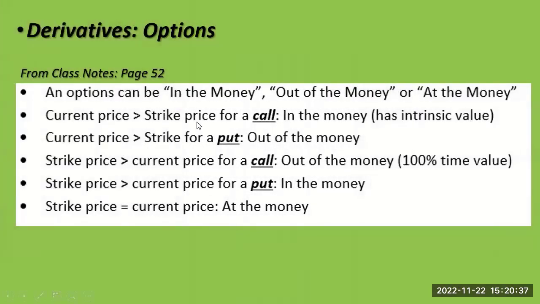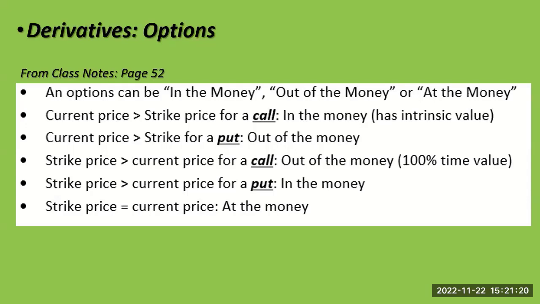If the current price is greater than the strike price for a call, that's in the money, so it has intrinsic value. If the current price is greater than the strike price for a put, it's out of the money, it has no intrinsic value. If the strike price is greater than the current price for a call, it's out of the money. What I just did there, 135 versus 100, so it's 100% time value. If the strike price is greater than the current price for a put, it's in the money. That's what I just did, 60 versus 50. It has intrinsic value, and the remainder is time value.